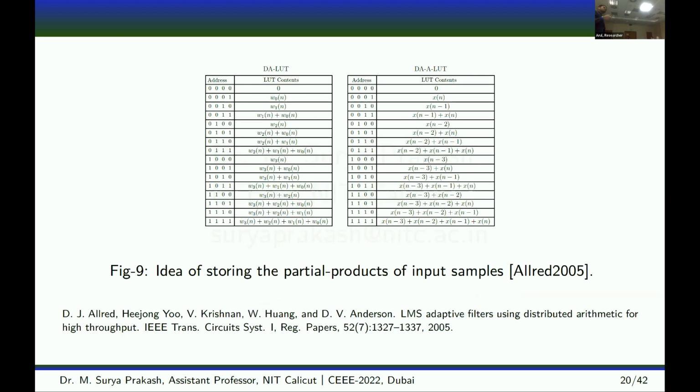One of the ideas existing in the literature is what is presented here. We have the first lookup table, which stores the partial products of the filter weights. The other lookup table is the auxiliary lookup table, which stores the partial products of the input samples. By multiplying one of the values available in the DA auxiliary lookup table with mu into e of n, and adding that value to the corresponding address location value of the DA lookup table, and performing this for all address locations, the weight update operation is complete for that particular iteration.